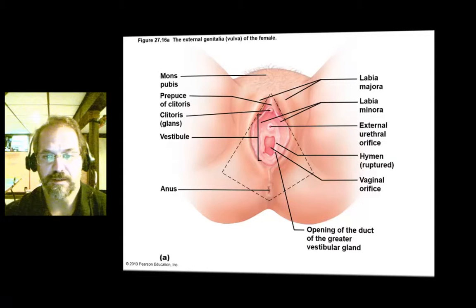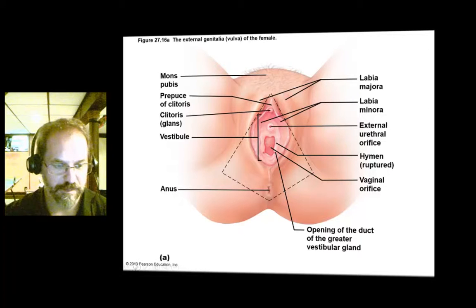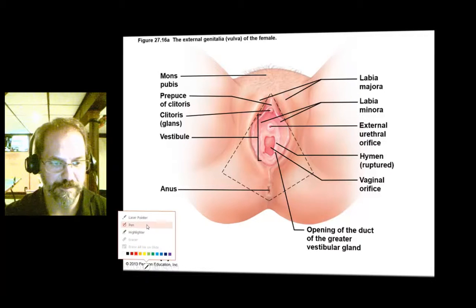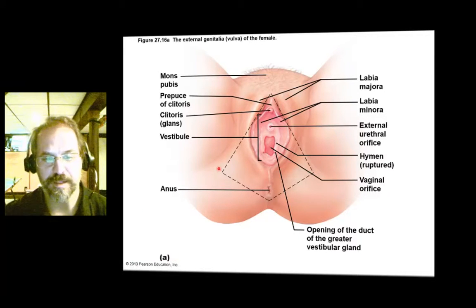So here's an anterior view of what we would call the female perineum. Just like in the male perineum, it goes from the ischial tuberosities laterally up to the pubis up here. And it can be divided into the anal triangle or perianal area and the clinical perineum, which is up here.